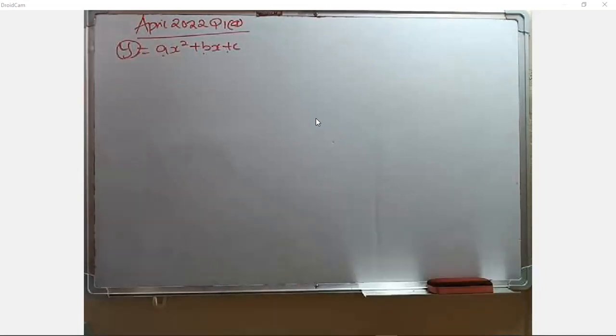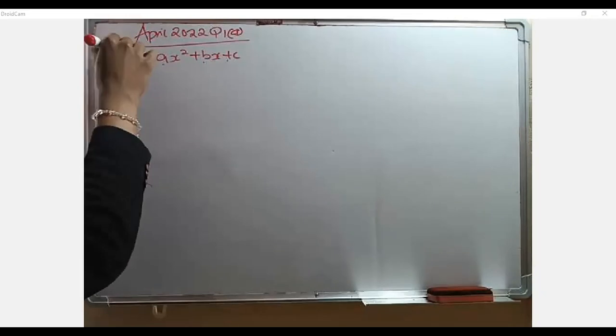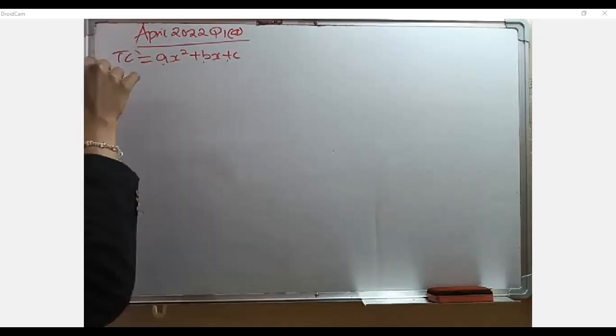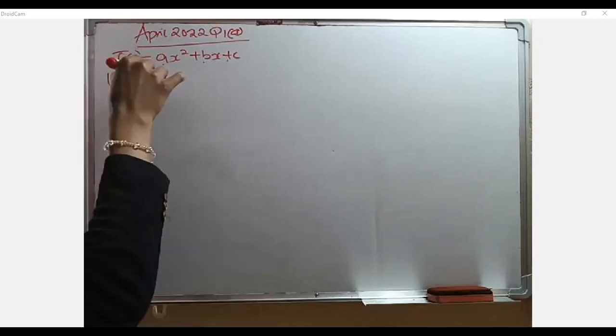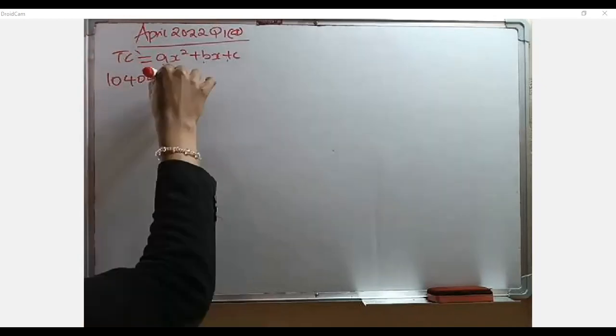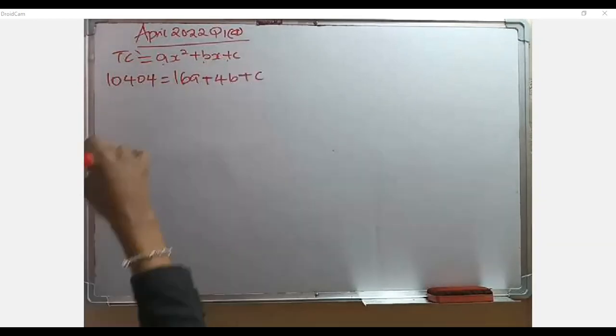Now, we go to the total cost function and look at what the examiner has already given you. First, formulate the equations. Here we replace the total revenue with the total cost in your equations. The first one for 2019, we are given 10,404, which equals 16A plus 4B, since your X will not change, plus C.